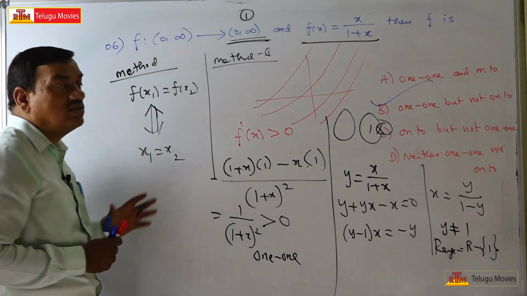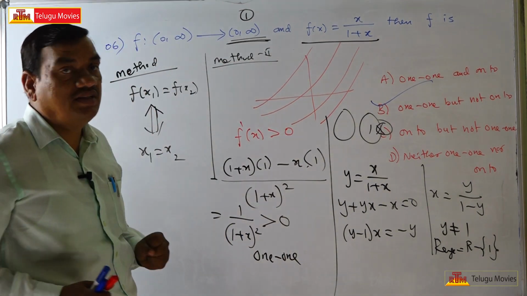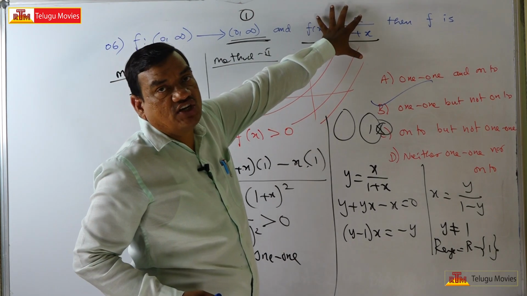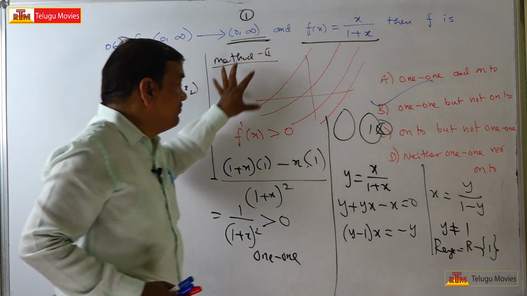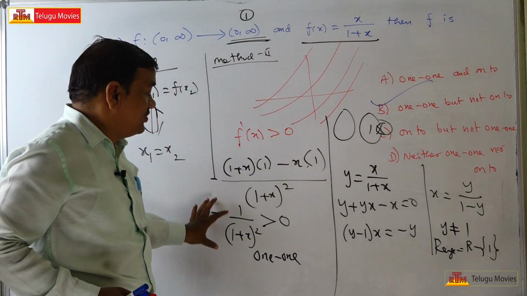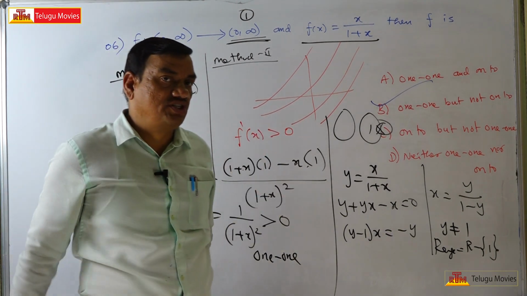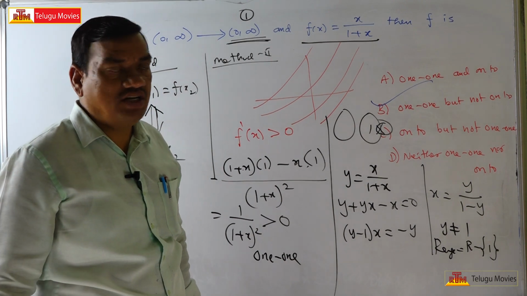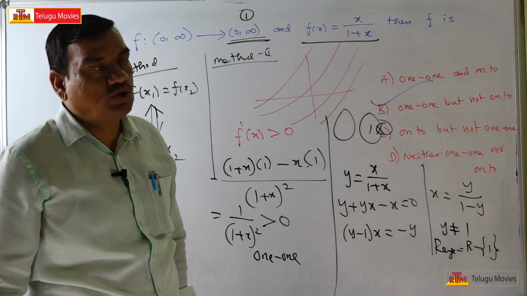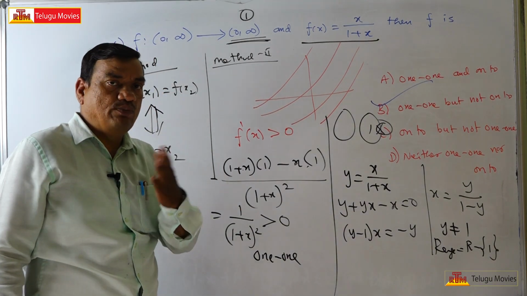Clearly. So from this method, what you have to understand is that to show that a function is 1-1, just find its first derivative. If the first derivative is greater than 0, it is an increasing function. All increasing functions are 1-1 functions. Understand this? I hope that you understand this solution. So let us go for the next problem.